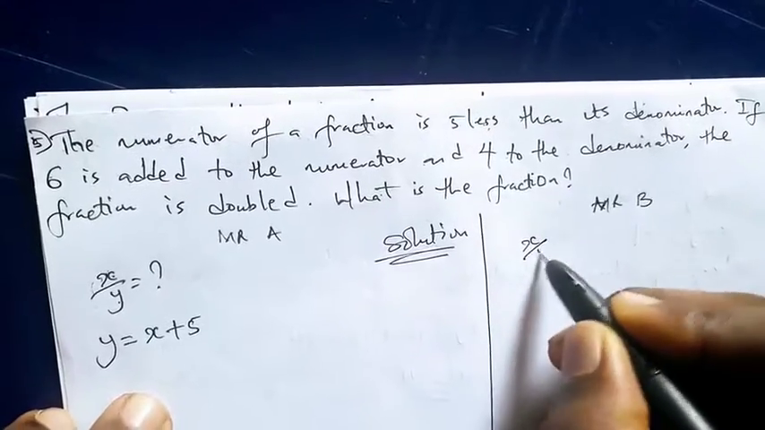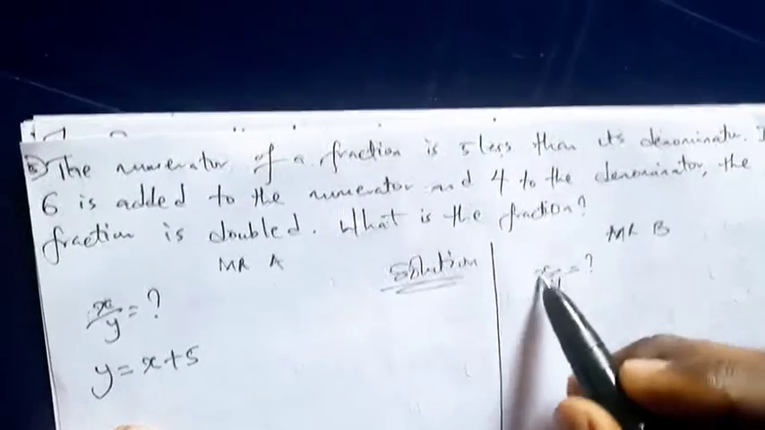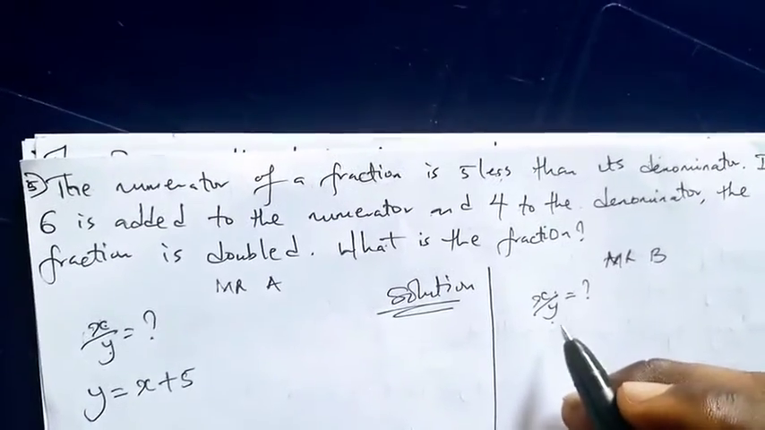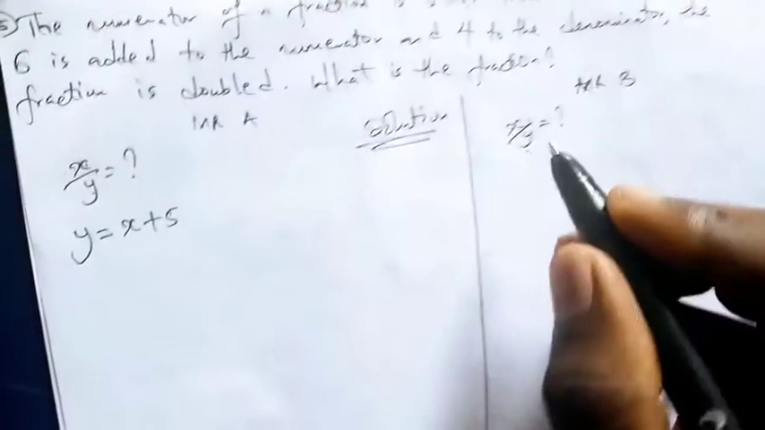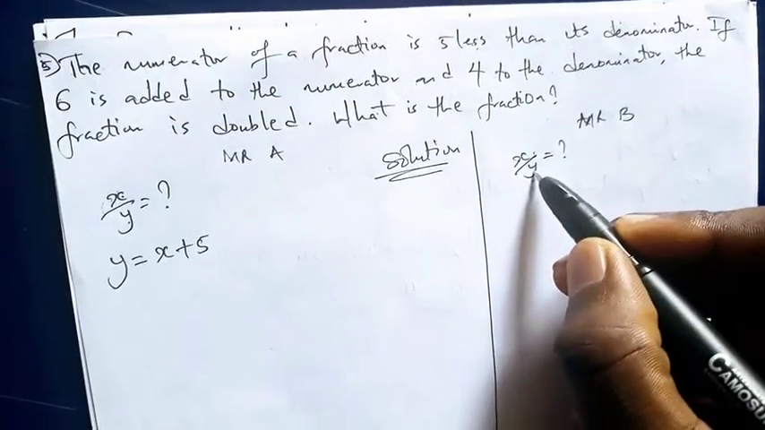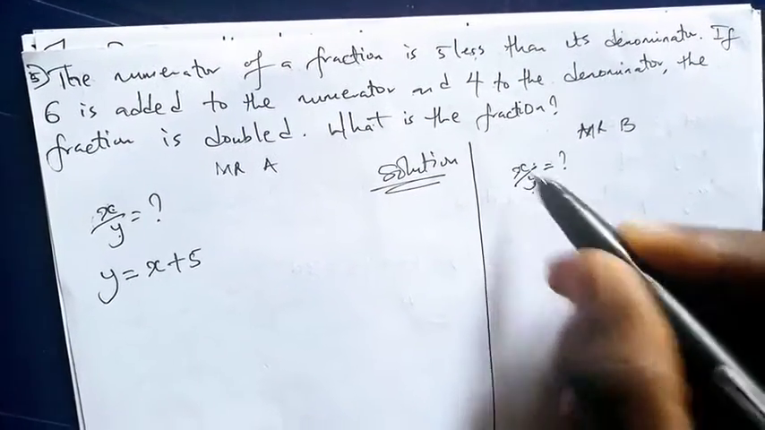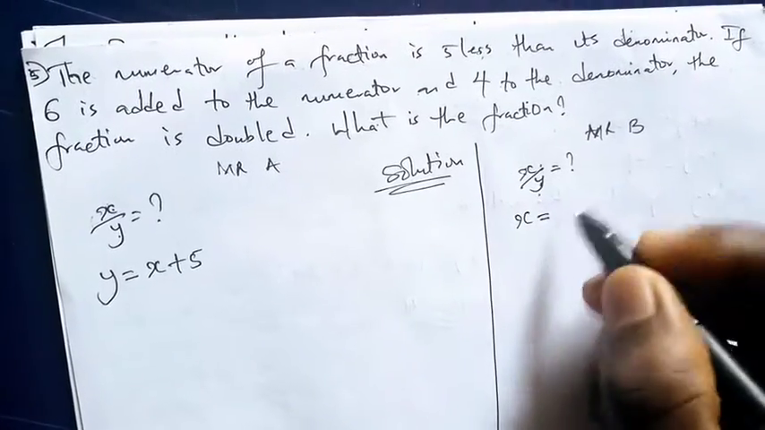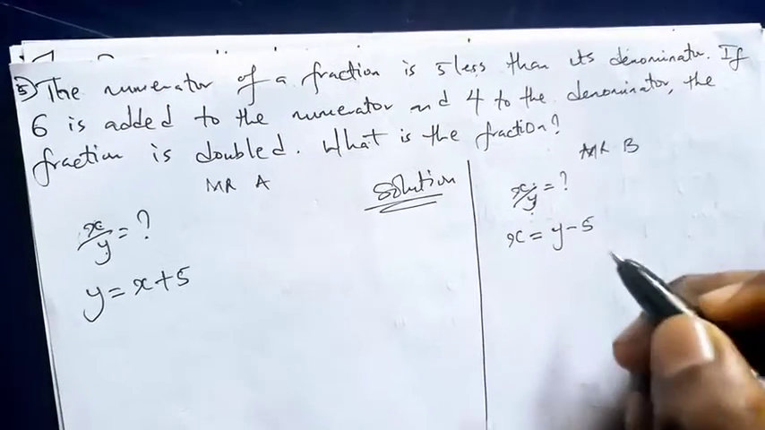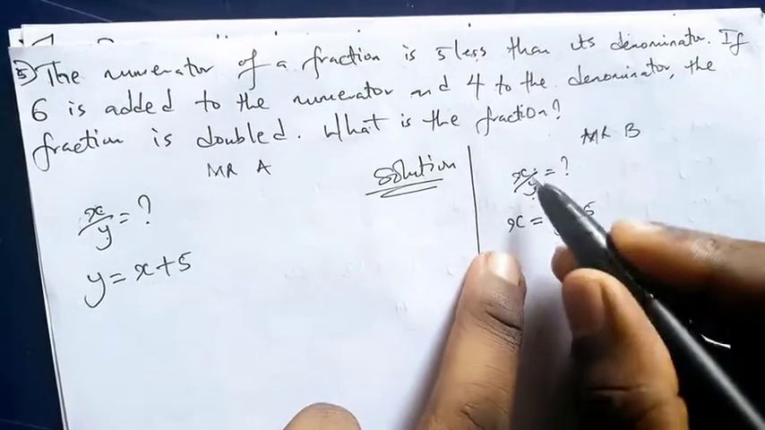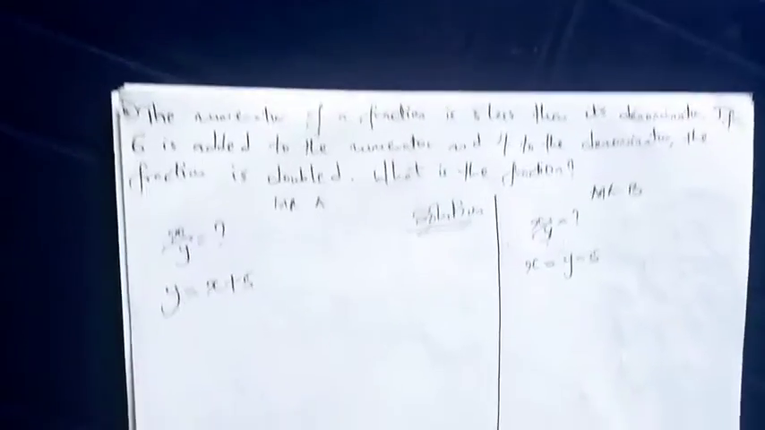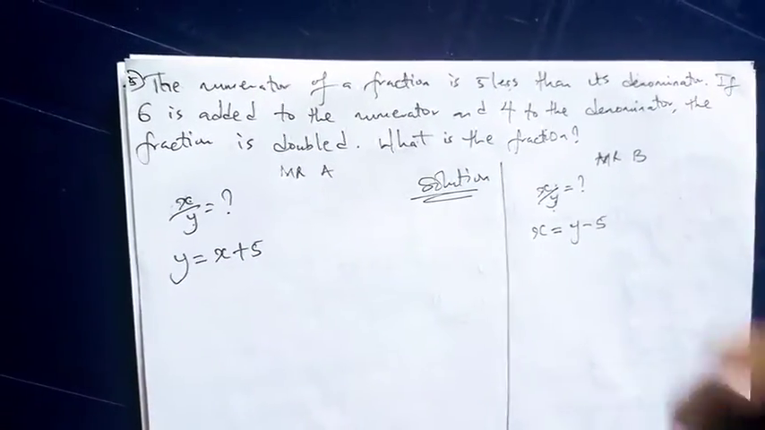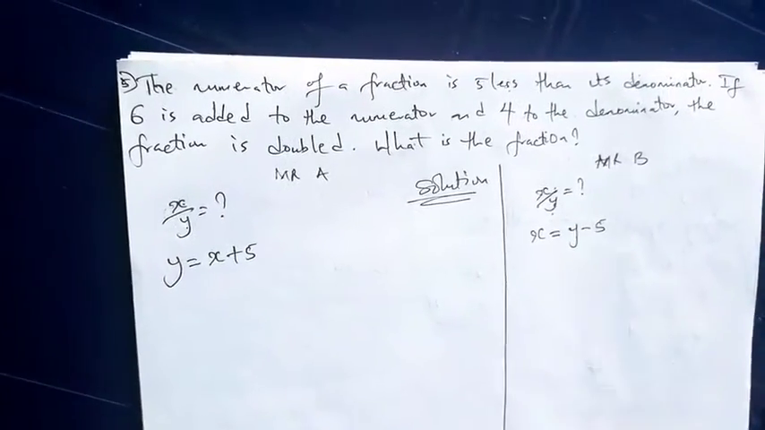And Mr. B, on the other hand, uses the same notation of x and y and says, okay, if the numerator of a fraction is 5 less than its denominator, then removing 5 from the denominator should equal the numerator. And he thinks of it in this way, that if you remove 5 from the denominator, it has to be equal to the numerator. And both of them are actually thinking independently. So we are going to solve and see if the both of them are thinking correctly. So this is an analogy.